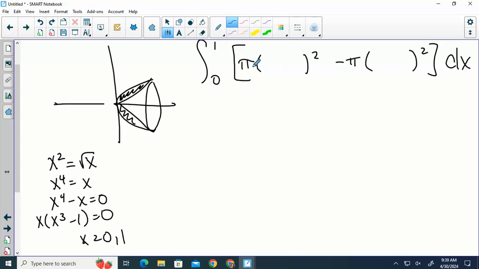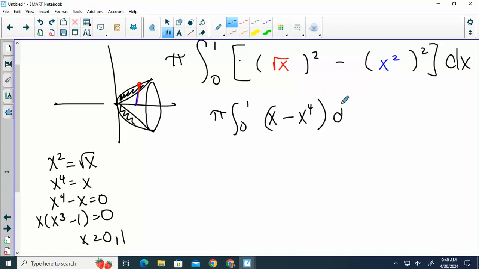Would you guys be okay if I just pulled my pi out in front rather than putting it on both of those? Does that bother anybody? Just cleans it up a little bit in here. Okay, so my outside radius, if I'm starting here and going to the outside, which one's on the outside? And the inside is my x squared. So pi times the integral from 0 to 1 of x minus x to the 4th dx.